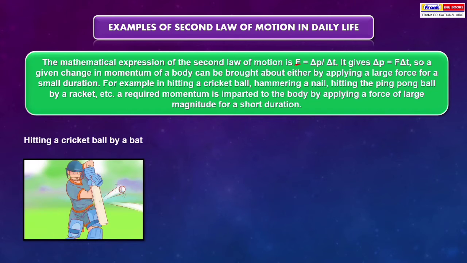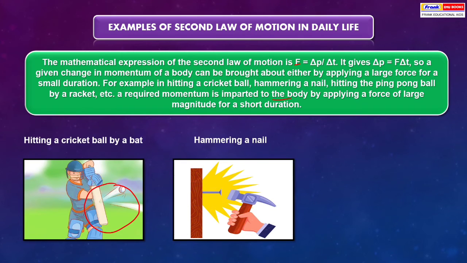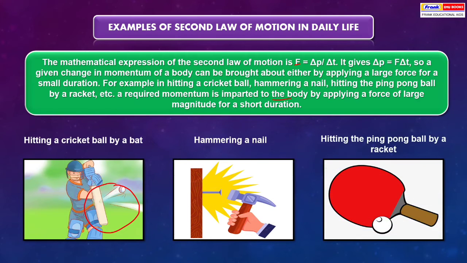So a given change in momentum of a body can be brought about by applying a large force for a small duration. For example, in hitting a cricket ball, hammering a nail, hitting the ping pong ball by a racket, etc., a required momentum is imparted to the body by applying a force of large magnitude for a short duration. The bat hits the ball with large magnitude but for a short duration. This is basically changing the momentum. Another example, hammering a nail. Another example, hitting the ping pong ball by a racket. That means the momentum is basically transferred.